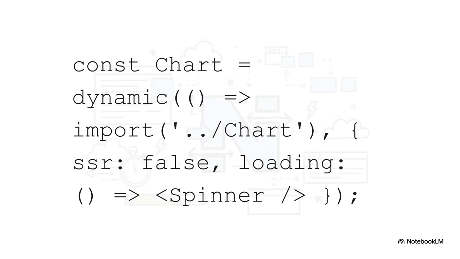So here's what it looks like in practice. We're just wrapping our big, heavy chart component in this dynamic function, and we're passing a couple of handy options. SSR is false tells Next.js, hey, don't bother rendering this on the server, which is perfect for stuff that needs the browser. And then the loading prop lets us show a fallback, like a nice little spinner, while the real component code is being fetched. It's clean, it's simple, and it is incredibly powerful.